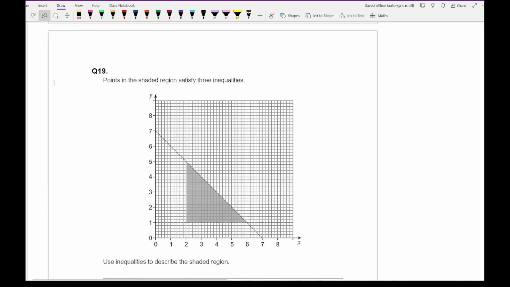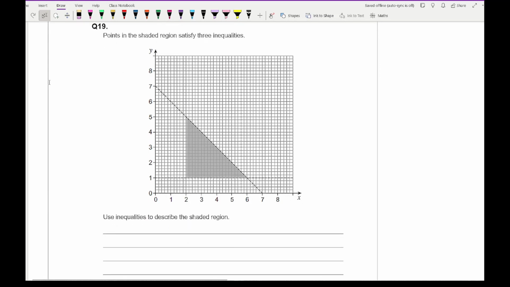It says points in the shaded region satisfy the three inequalities, and what we need to do is use the inequalities to describe the shaded area. For this, first of all we write down the equations of each of those three lines. So this line here is going to be x plus y equals 7. These types of lines are very, very common. If you notice that the y ordinate and the x ordinate where it intercepts are the same, then the equation will be x plus y equals whatever those two numbers are. The equation of this vertical line is x equals 2, and this line here represents y equals 1.